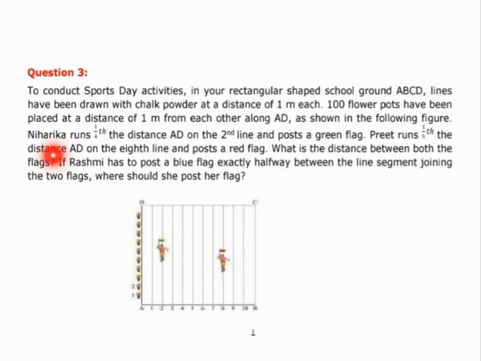Now Niharika is the first person. Niharika runs 1/4 of the distance AD. This is the distance AD, and Niharika runs 1/4 of the distance on the second line, and the second person Preet runs 1/5. This person at the 8th position runs the distance 1/5 on the 8th line. What is the distance between both the flags?